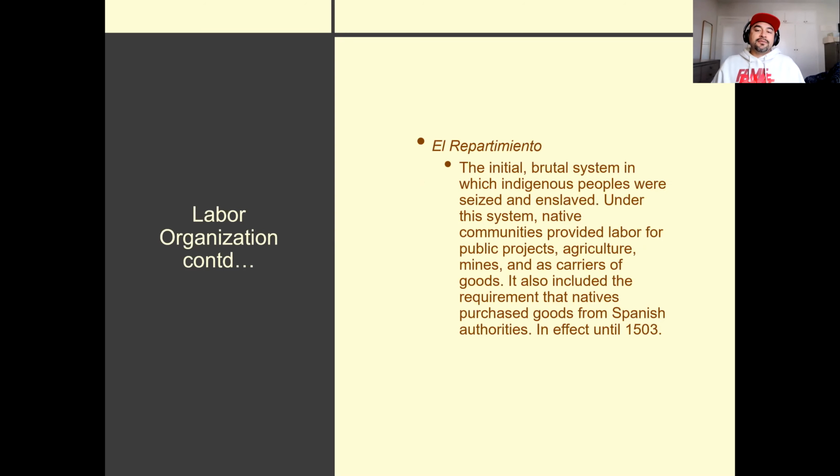They organize it in about three or four distinct ways. The repartimiento is a brutal system, compared to the enslavement of native peoples. This is in effect during that early stage, and it doesn't even really make its way into Mexico, so to speak.